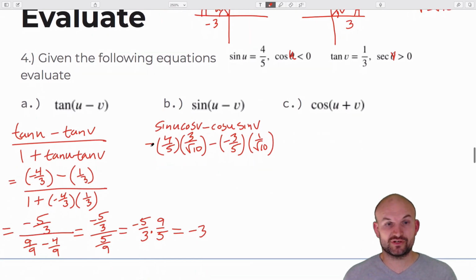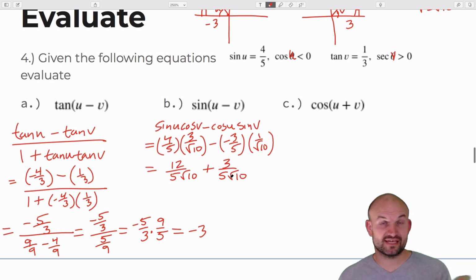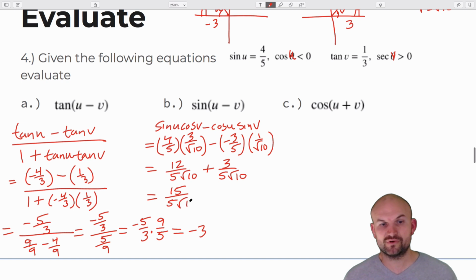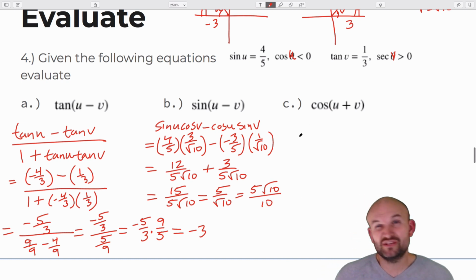We can just multiply straight across here. So this becomes a 12/5 square root of 10 plus a 3/5 square root of 10. Notice that I have the common denominator, so therefore I can just rewrite this as 15/5 square root of 10, which simplifies to 5 over the square root of 10, and then you can rationalize the denominator. And I'm just kind of working side vertical because I kind of ran out of space on the vertical. And then we can do the same thing for cosine.